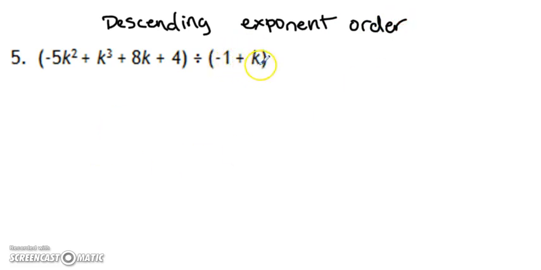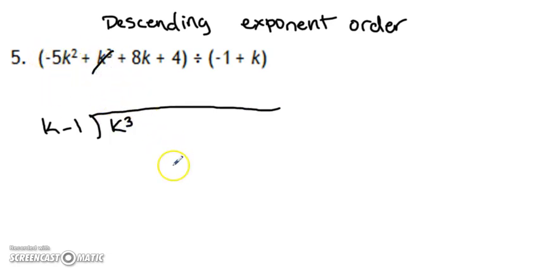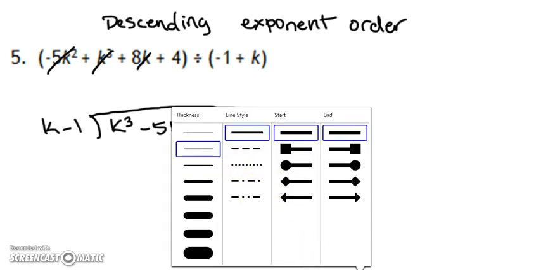So you want to put the variable first. So let's do k and then minus 1. And then it looks like k cubed, that second term, that's really what should go first. And then negative 5k squared. And I'm just crossing these out so I know I've already used them, so I don't write them twice. 8k and then plus 4. All right, cool. So now that I've got this all set up, let me get my pen out.